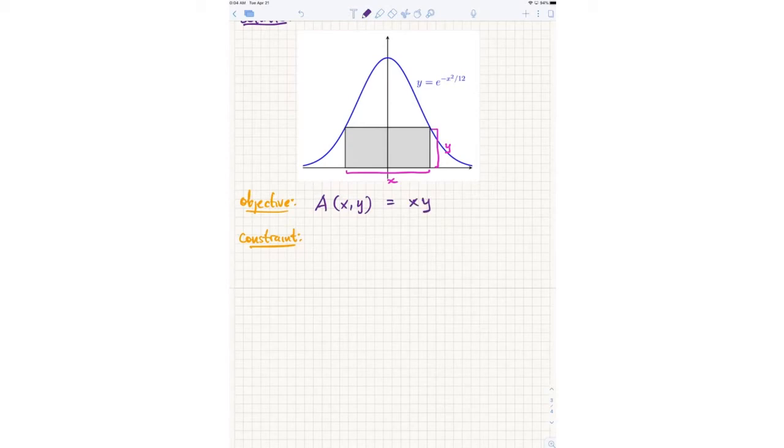Okay, so now what's my constraint equation? Y equals negative... So let's see if everyone's kind of awake. So what is the constraint equation?